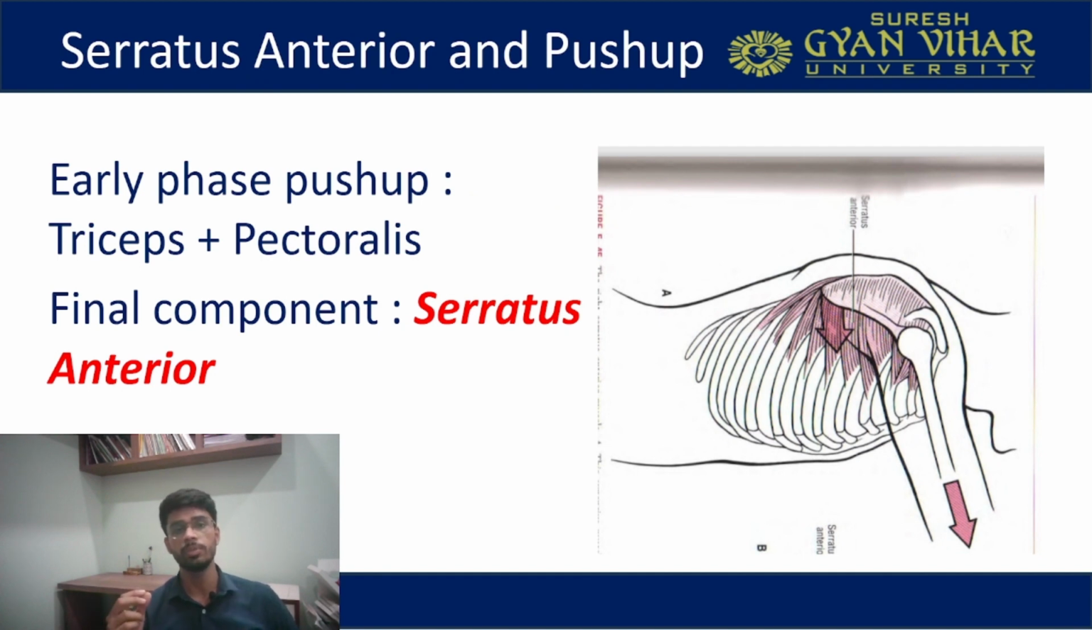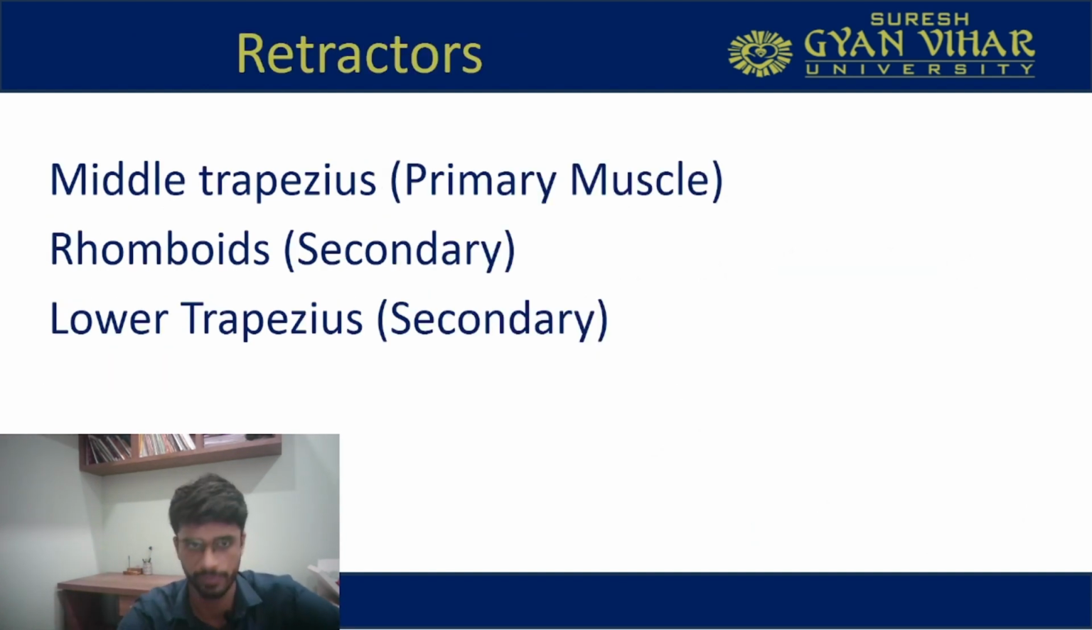Whenever a person is doing a push-up, in the early phase the triceps and pectoralis are working, and in the final component your serratus anterior is working, as you can see in this diagram also. So whenever you have to train the serratus anterior, you have to ask the person to do the terminal phase of the push-up.